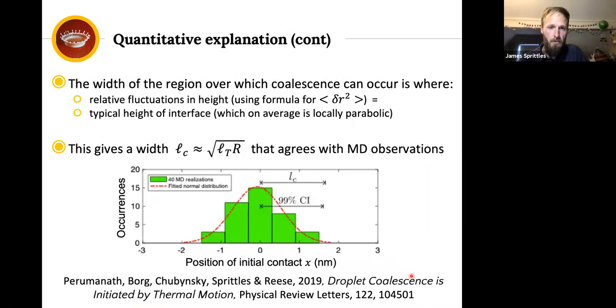Okay, so we did that, and we find the length scale is approximately equal to the square root of L_T, this parameter I showed you earlier, times the radius of the drops. What's interesting is that if we take drops that are a millimeter in size, then this scale can reach microns or even a little bit larger. And so you start to reach the scales which are relatively macroscopic and which you might hope experiments can be done on. And this just shows that the MD distribution agrees with this theory.